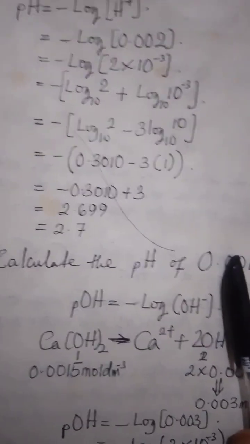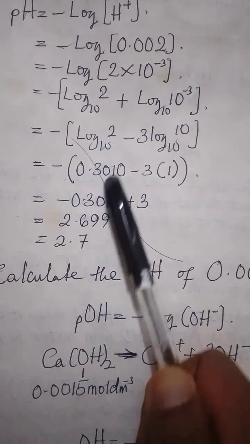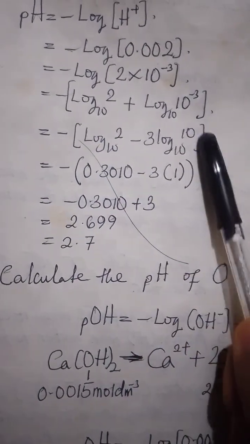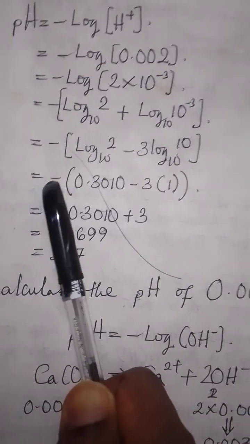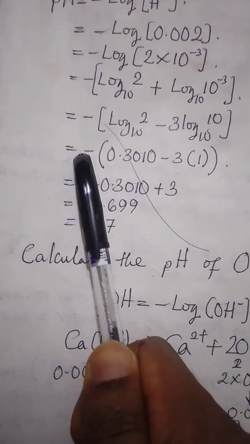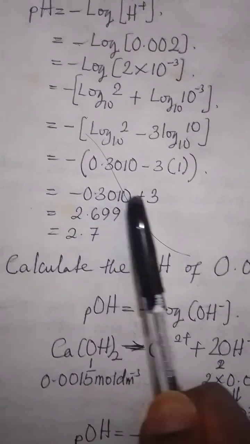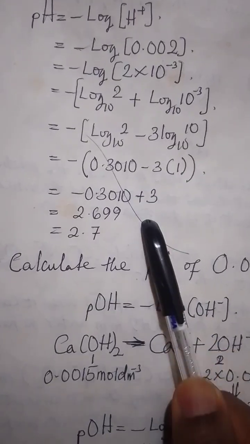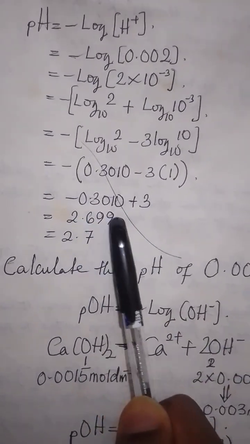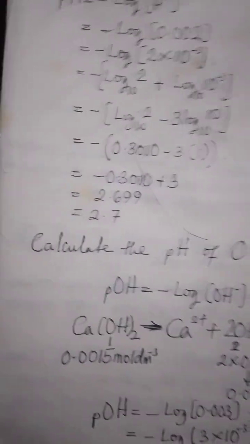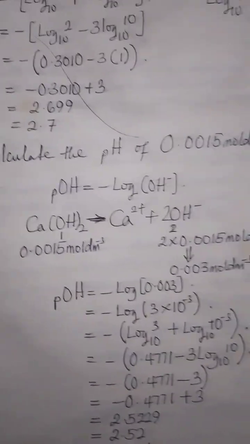So back to the question. Log 2 base 10 is 0.3010. Log 10 base 10 is 1. So if you multiply that, you will get 3. So we open the bracket. We clear the bracket by using the minus sign. That will give us minus 0.3010. The minus times minus, that's 3. That will give us 3. And by the time we resolve this, we'll get 2.699, which is approximately 2.7.